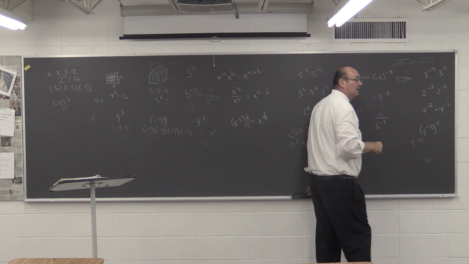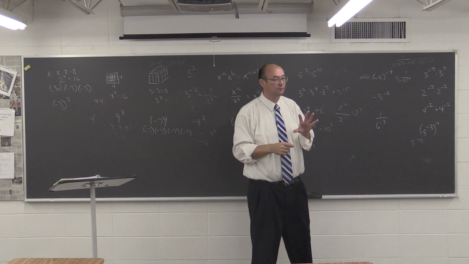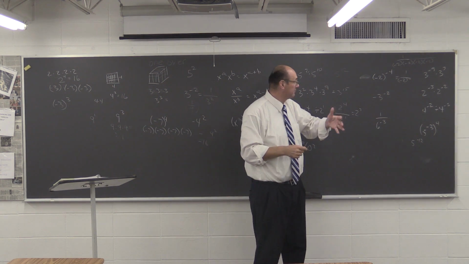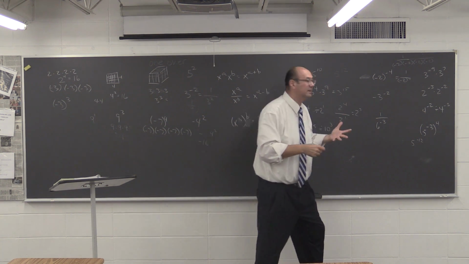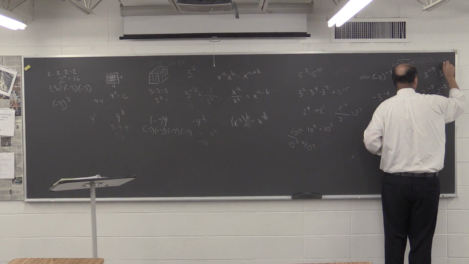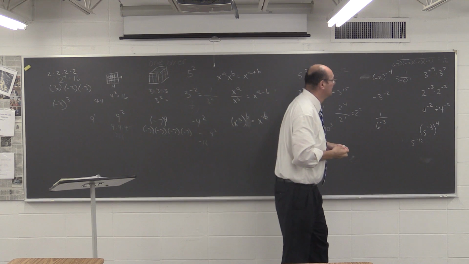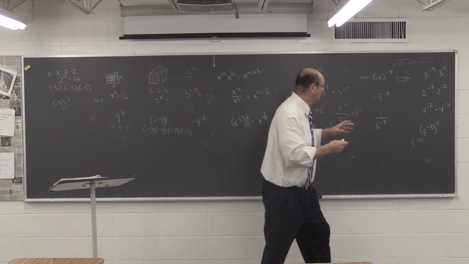Okay? How many negatives are there? 4. So that means it's a positive. And 2 to the 4th is 16. So the answer is 1 over 16. Don't put 16. Okay? All right, good. Now here's a couple other examples.